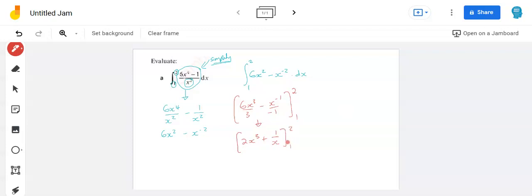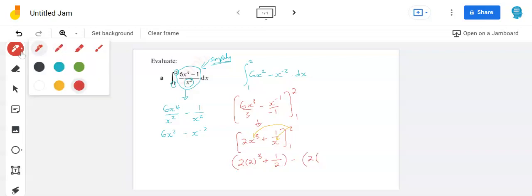I would then substitute the 2 first, because that's the ending value. So I would put the 2 into each value for x. This would end up as 2 times 2 to the power of 3 plus 1 over 2. I would then subtract what we get when we substitute in 1, and I end up with 2 times 1 cubed plus 1 over 1.